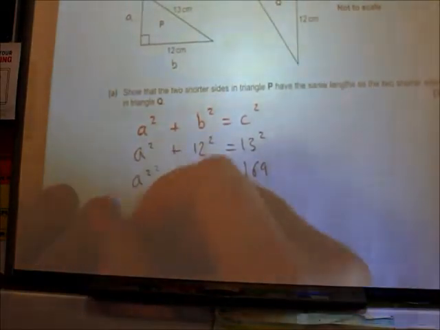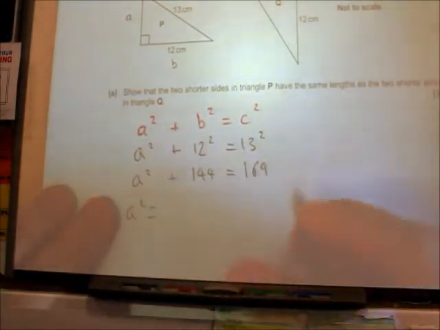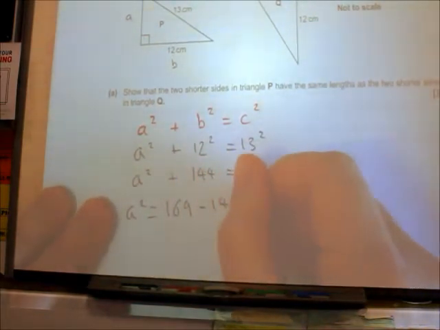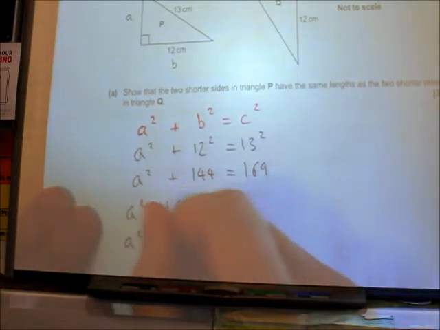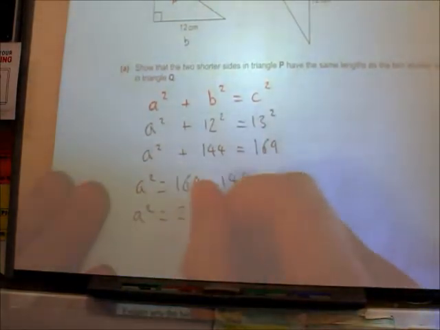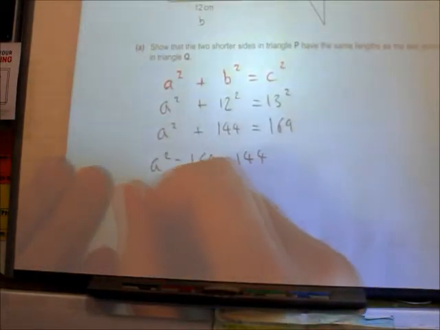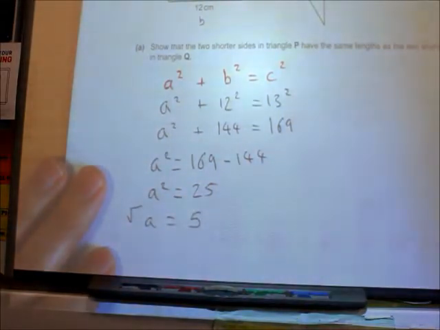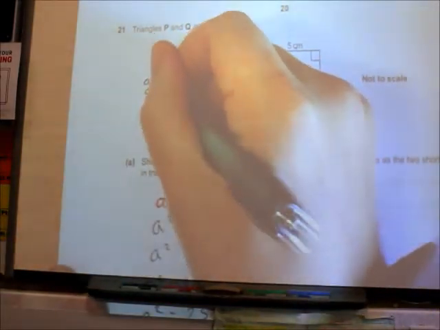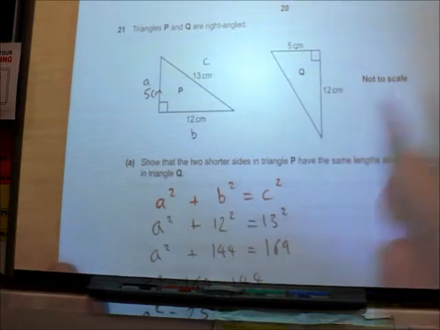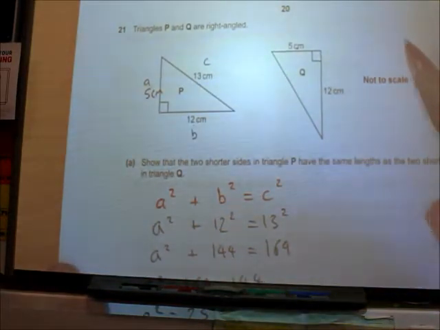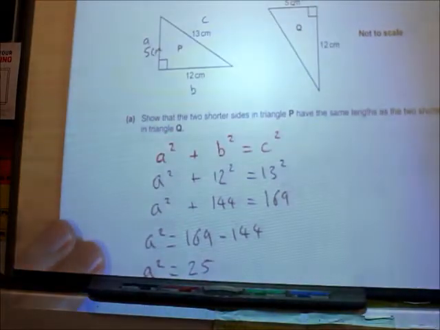So A squared is going to be 169 take away 144. So that means A squared is 25. And to find A, you just square root it. So that means A is 5. So that length there, A, is 5 centimetres. So the two shorter sides in P are 5 and 12, and the two shorter sides in Q are 5 and 12. So we have shown that.